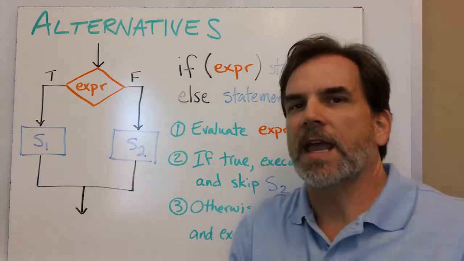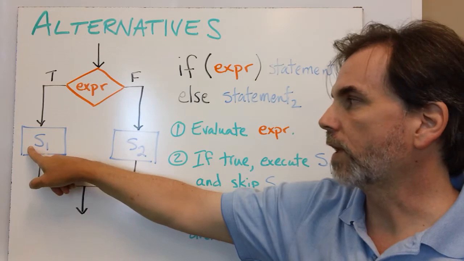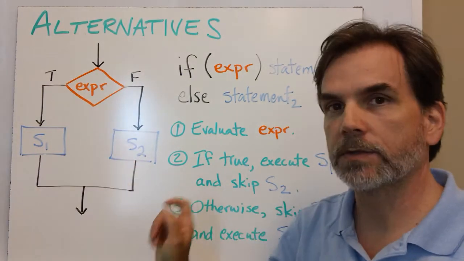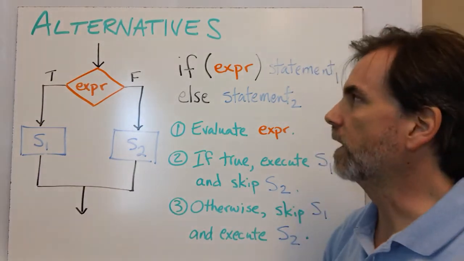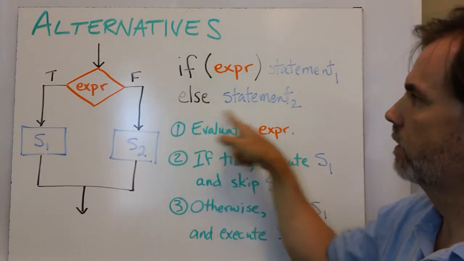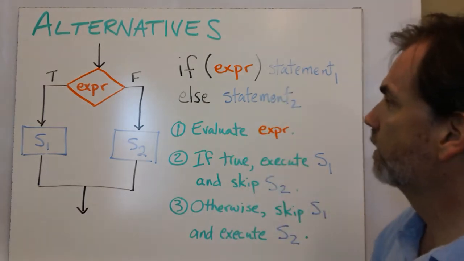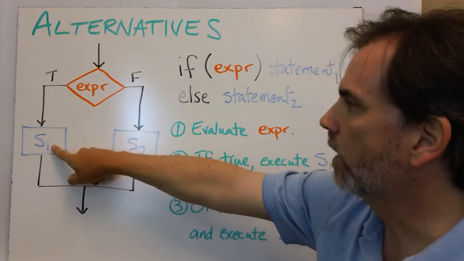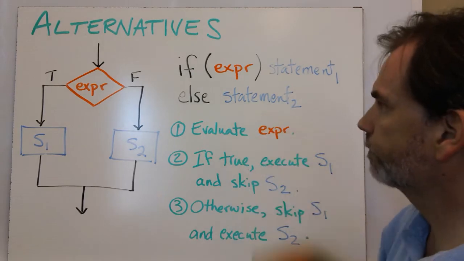So what if I have something different that I want to do in the two conditions? If the expression is true, I want to do this. If it's false, I want to do that. But I never want to do both things. So C provides the else clause to express that. So: if, expression, statement 1, else, statement 2. And again, these statements can be any statement. So I evaluate the expression. If it's true, I execute statement 1. If it's false, I execute statement 2.